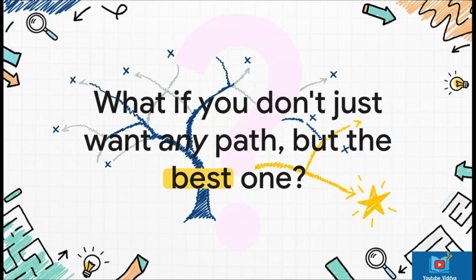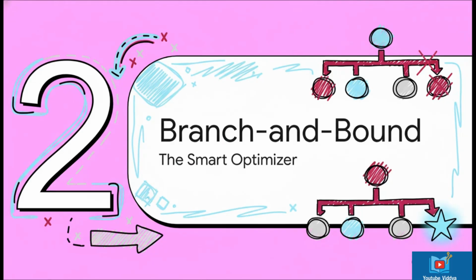Okay, but that brings up a really important question, doesn't it? The 8 queens problem just wants any valid solution. But what happens when any solution isn't good enough? What if you need the best one? You know, the shortest route, the cheapest option, the absolute maximum value? For that kind of problem, we're going to need a different tool. And that leads us right to our second algorithm, branch and bound.